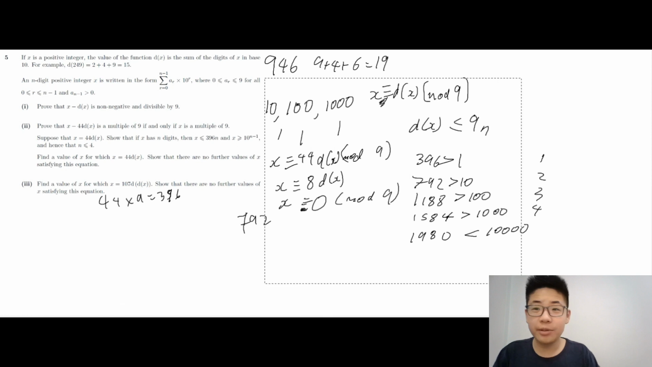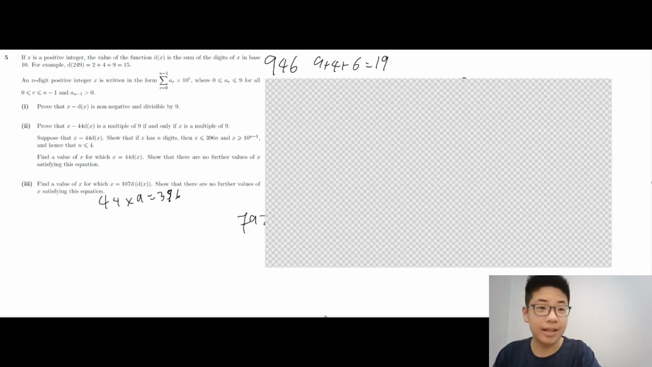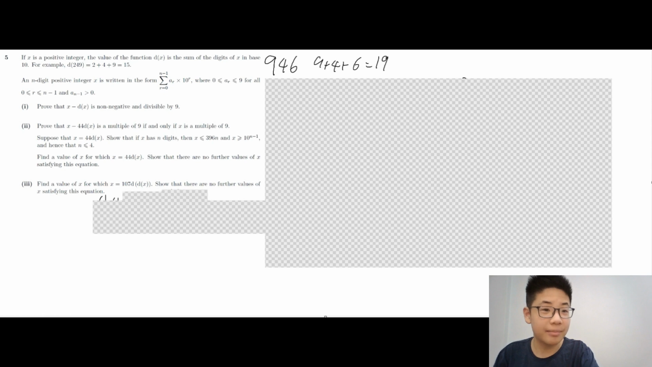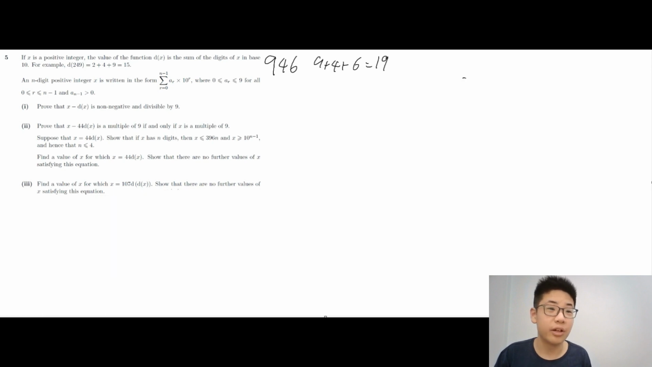Now, obviously, you can generalize this question to other bases and other types of numbers, like other scalar multiples. But obviously, we are only going to use 44 here, and then for the next part we are now going to use 107. Now you're thinking, nested d's, how is this even possible?